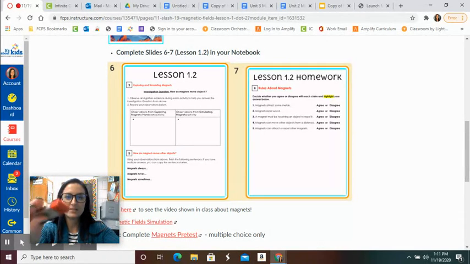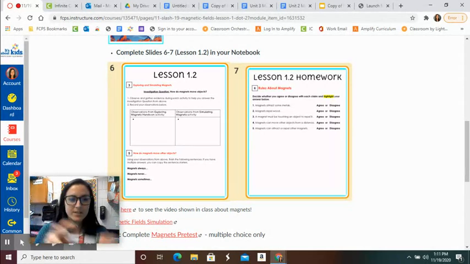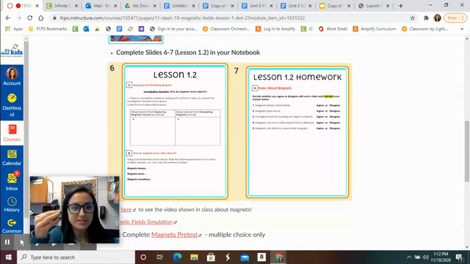is if I flip it around and I have my N and my S, they attach and they are attracted. So the idea with magnets is that opposites attract and the likes repel. So the same sides repel each other, the opposites attract and pull towards each other.